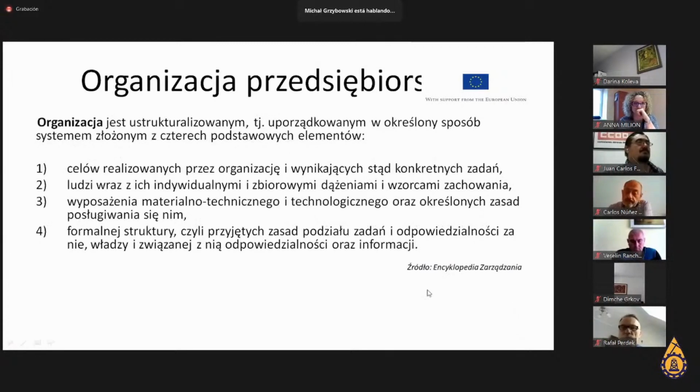The economics of enterprise. Here in this slide, you can see a definition of organization of an enterprise. Organization is an organized system composed of four elements. One is the goals pursued by an organization and the certain tasks that arise from those goals. Earning profit is the major goal for most organizations. And in order to do that, they need to complete certain tasks.